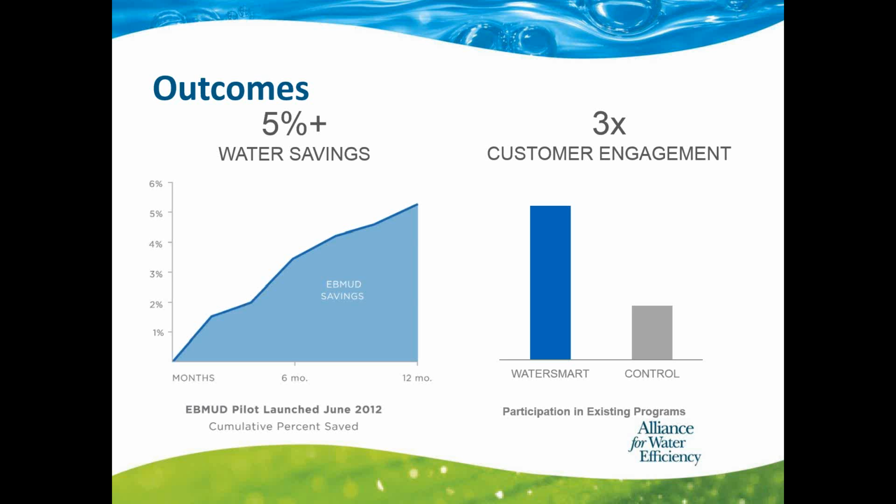And we see that those customers who receive these messages that use behavioral science are more engaged than those who don't. So they're more likely to participate in existing programs, they're more likely to attend classes, they're more likely to seek and get rebates, etc. So they're more engaged with their water utility, and we know that leads to higher customer satisfaction. Next slide, please.